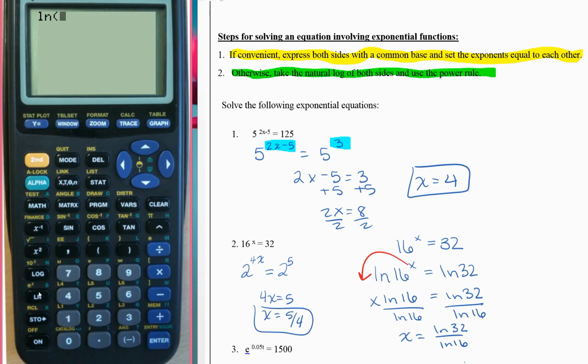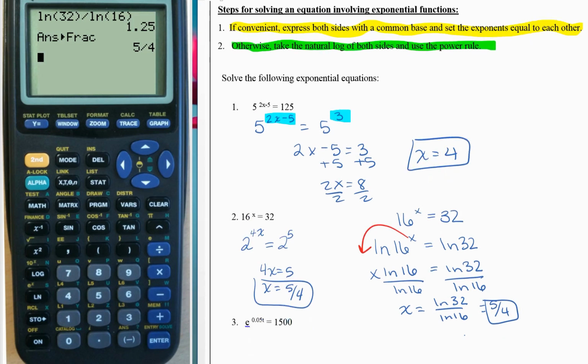So natural log of 32, close your parentheses there for the natural log, divided by natural log of 16. Okay, and we get 1.25, which if we change to a fraction is 5/4. So you'll get the same answer. The second way always works, so even if you could have expressed it as the same base, but you're just not quite sure what base to use, taking natural log of both sides works.